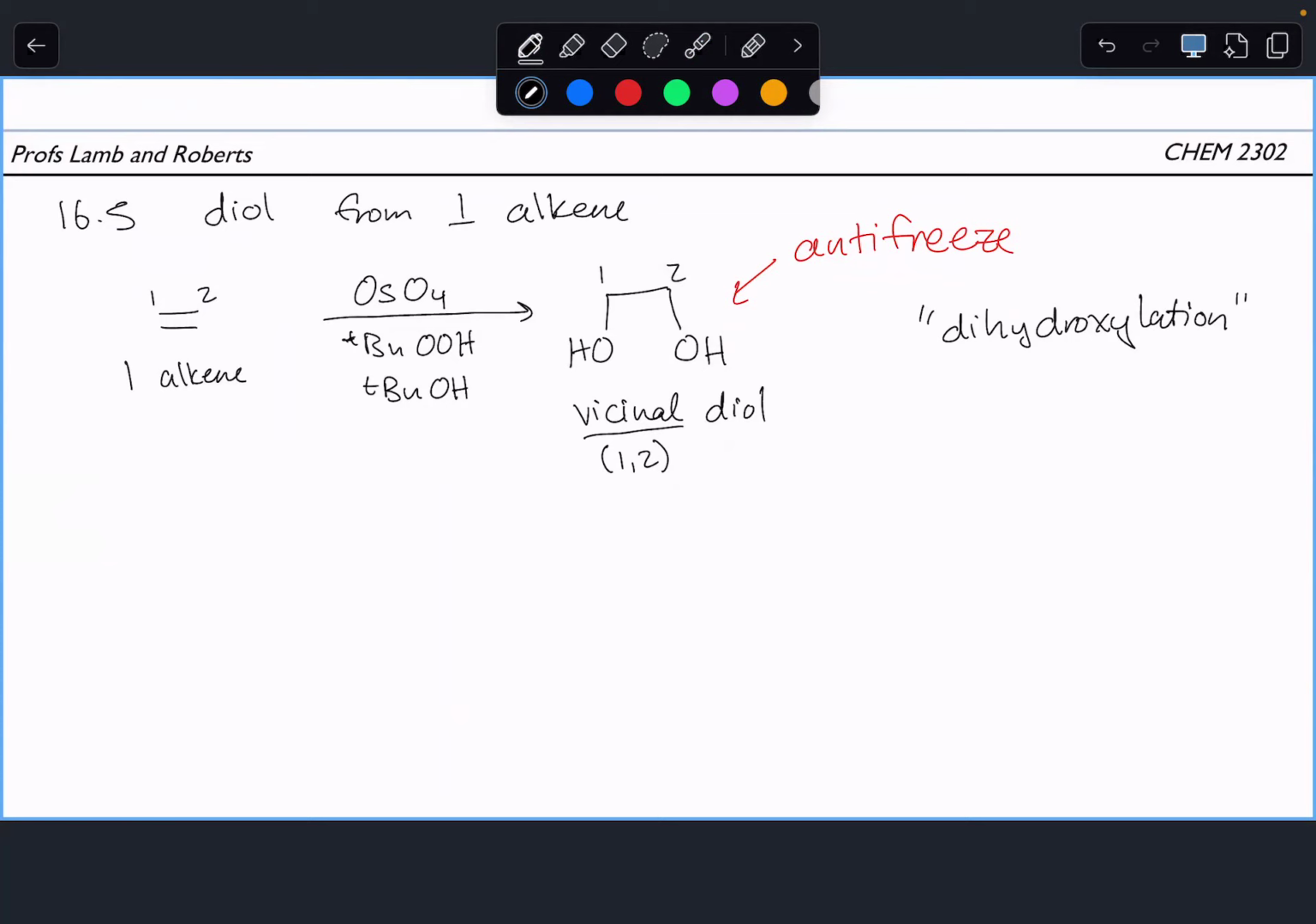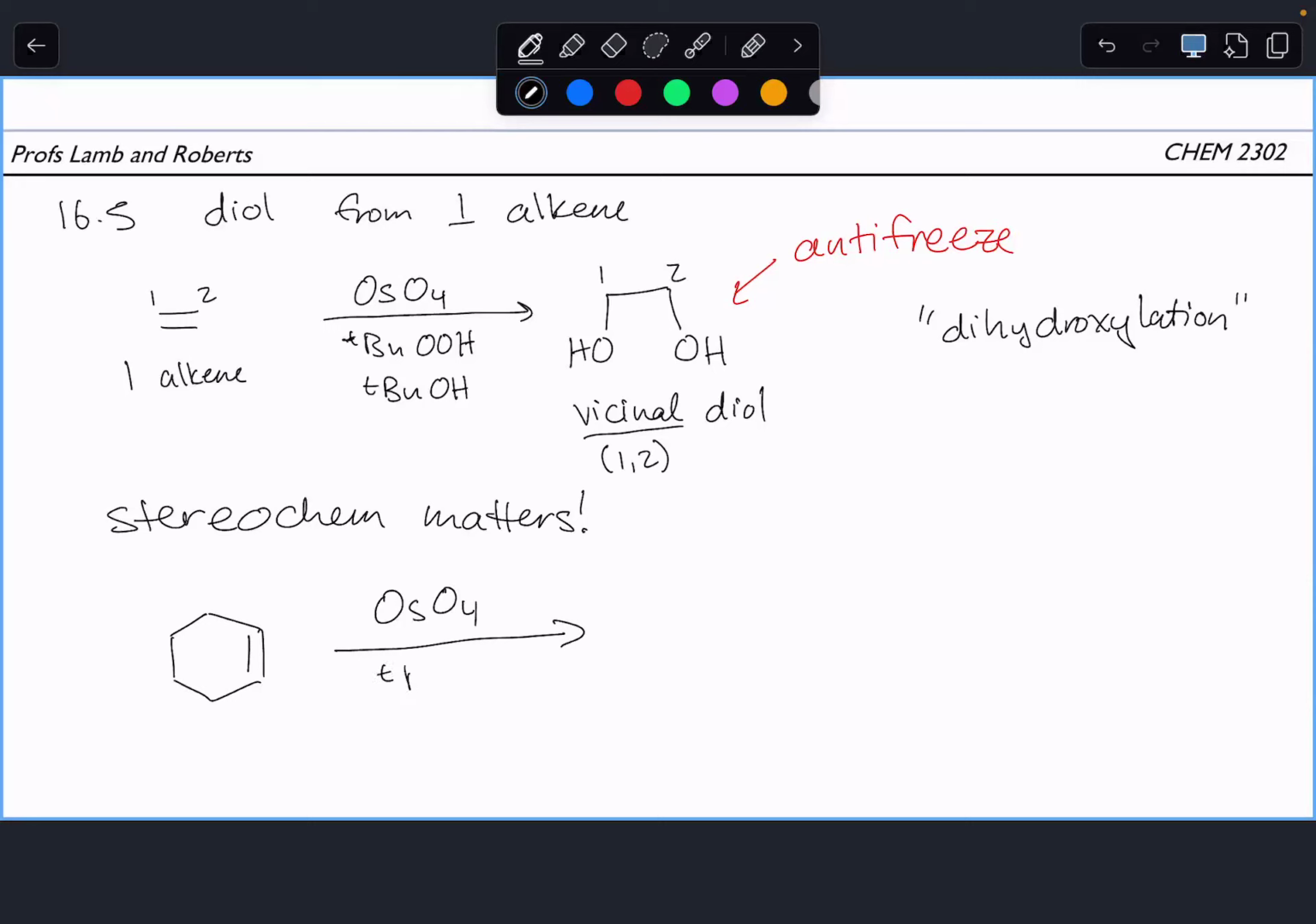So the example that I gave you here is the most simple example, so there's no stereochemistry. But in this reaction, stereochemistry matters a lot, actually. So if we were to do this reaction in a ring, with our osmium tetroxide, tert-butyl peroxide, and tert-butanol, I'm going to do a dihydroxylation. So I need to add 2 alcohols. If I were not worrying about stereochemistry, I would just draw it like this.